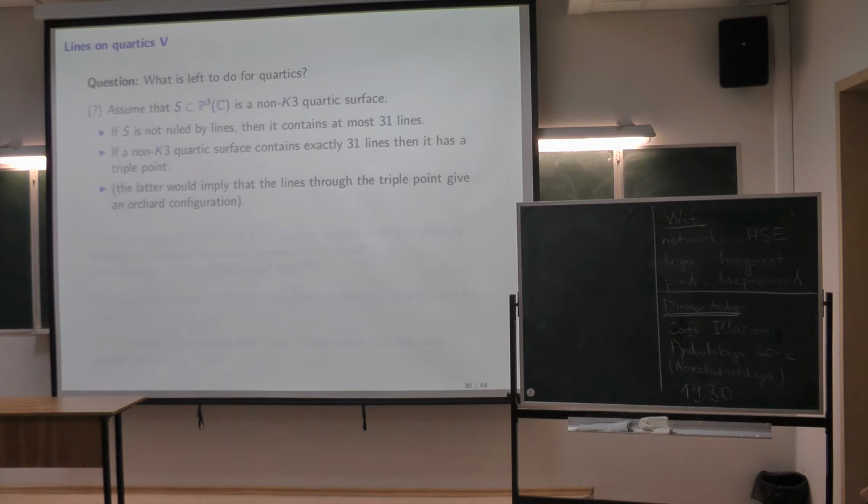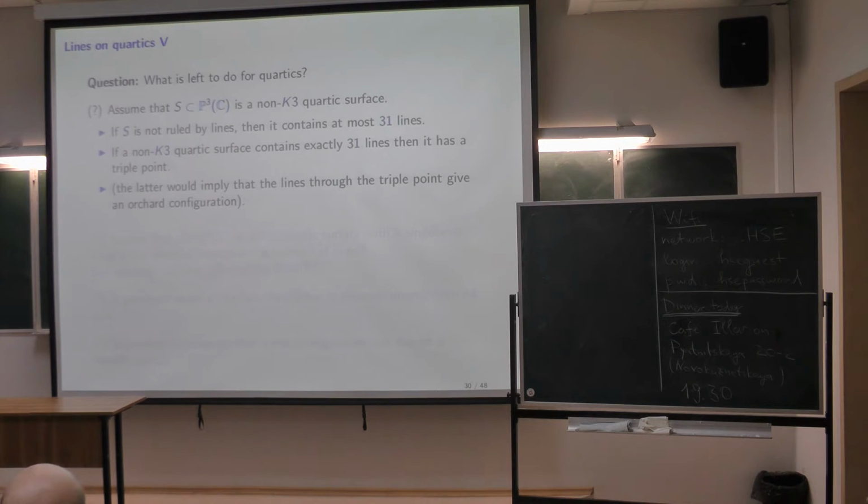There are still some open questions. For instance, I assume a non-K3 quartic contains at most 31 lines, and they always come up with an orchard-type configuration. If you have a line which doesn't run through the singular triple point of your quartic, then you take the plane spanned by the line and the point. The residual curve is a cubic with a triple point, so it's 3 lines. In other words, counting lines on quartics with triple points is just solving the classical orchard problem.